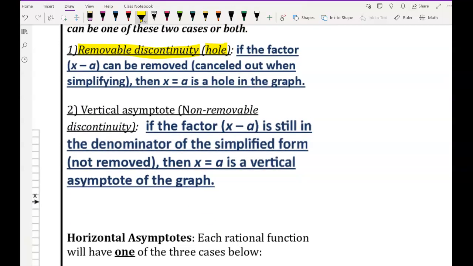Now, a vertical asymptote is when your factor x minus a is still in the denominator after we've already simplified everything. Since it was not removed, then x equals a is now a vertical asymptote of that graph, okay?